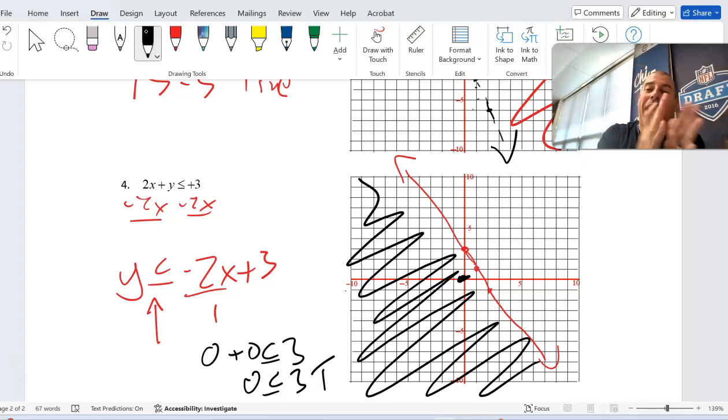That's it, people. Graphing like normal. We just need to now watch for a solid or dotted line, and then we have to test a point out.